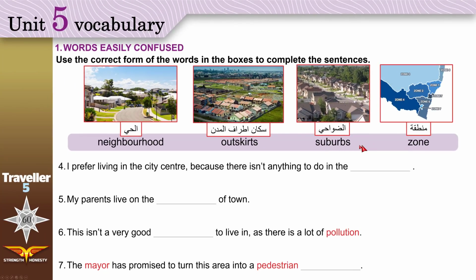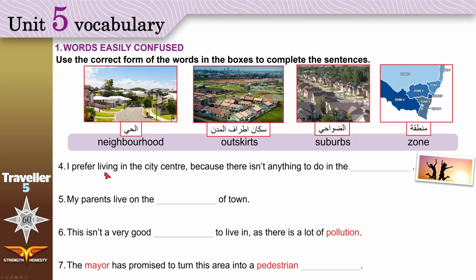Suburbs. Suburbs are small towns near larger city, so they are outside the cities. Outskirts are part of the cities, okay? They are in the cities. Zone is an area of land with special characteristics that is different from other zones. It's unique.